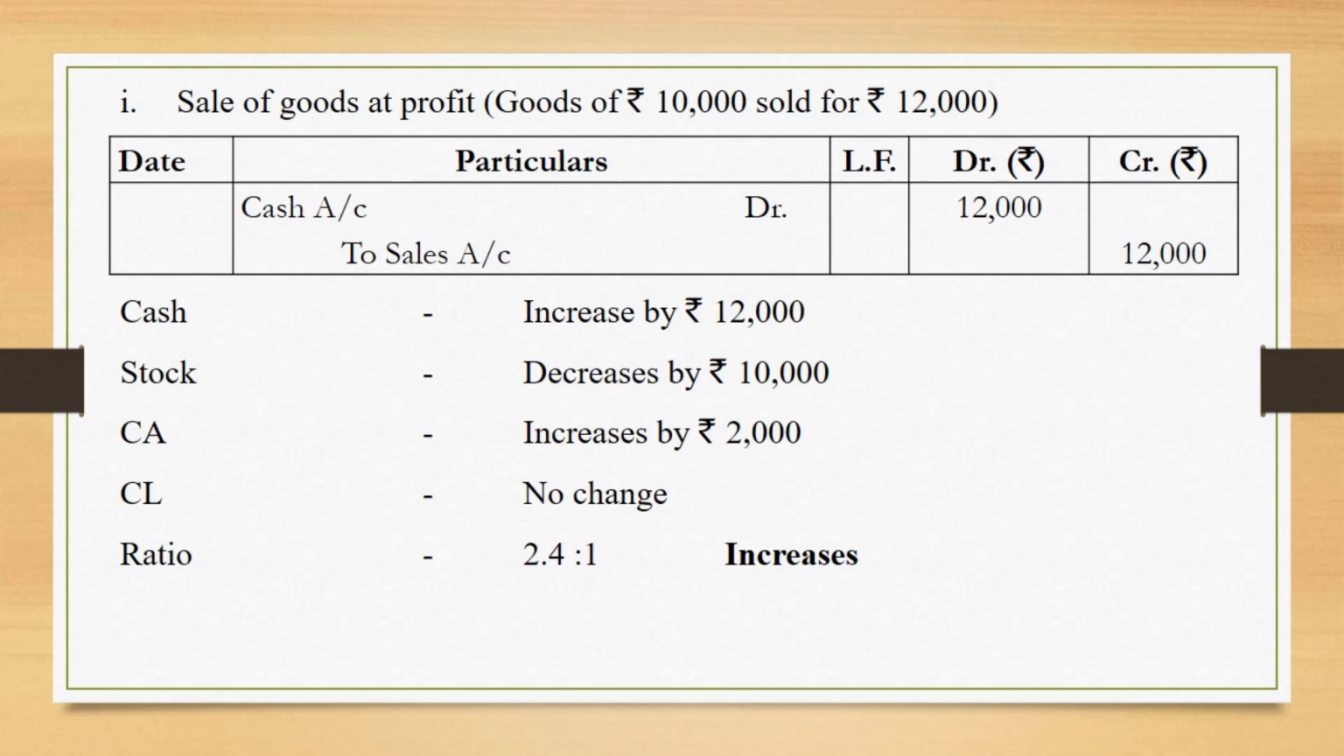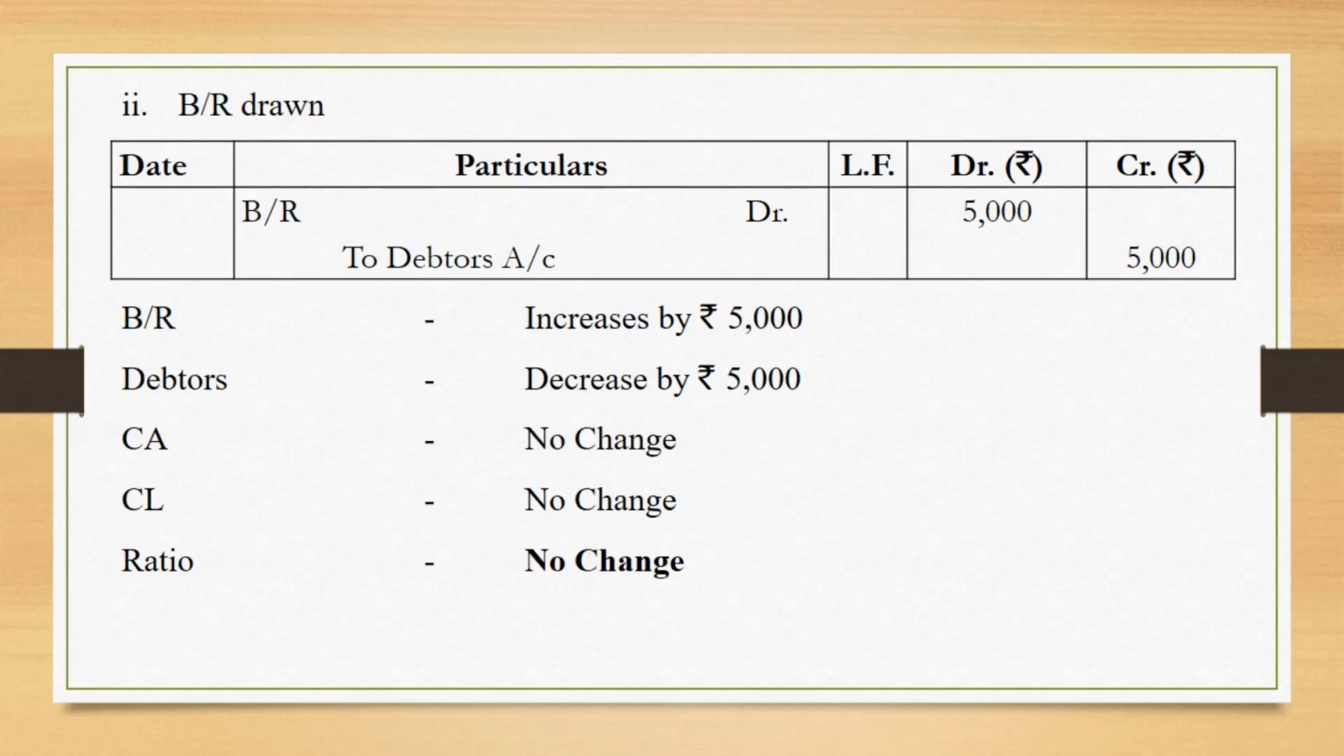None of these two items affect the current liability, so no change in current liability. Now because there is an increase of 2,000 in current assets, the numerator increases and you can see the ratio now comes to 2.4:1 and therefore the ratio increases.